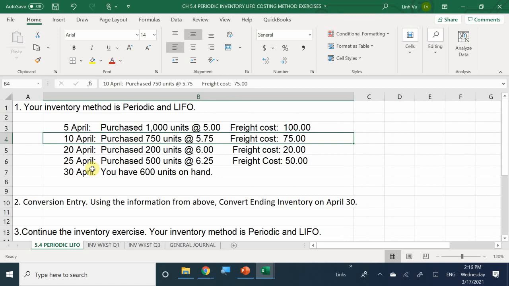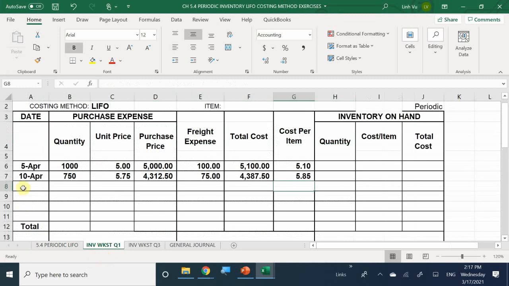On April 20th, you purchased 200 units at $6 each, with a freight costing $20. So where do you guys want to go first? You want to do the journal first or do the inventory worksheet first? Inventory. Okay, so we have April 20th. We have a purchase of 200 at $6 each with the freight costing you $20. Thank you. All right.